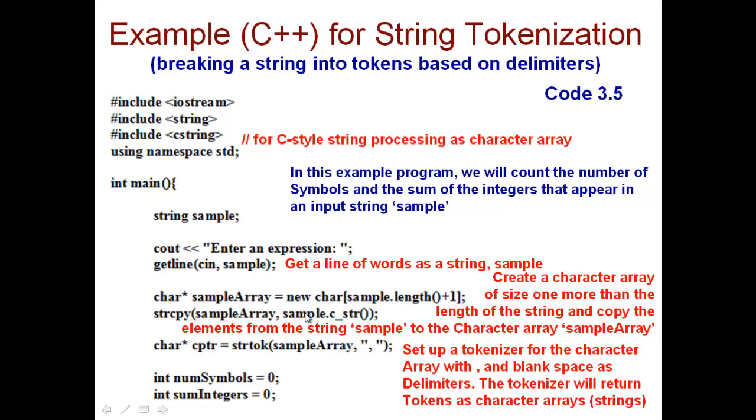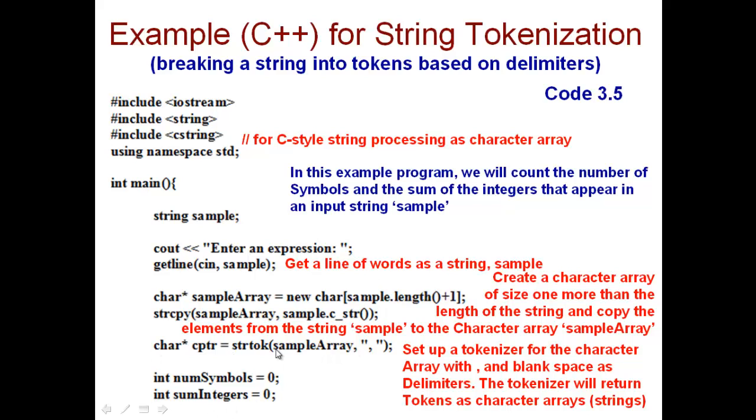Then we want to copy the contents of the string which is in sample to this block of array representing the characters. So we use the c_str function, a function in the string class. We can call that, and that will generate a character array of the string. So the contents of that string will now also be in this block of character array that we just created for the characters. Then we can start our string tokenizer.